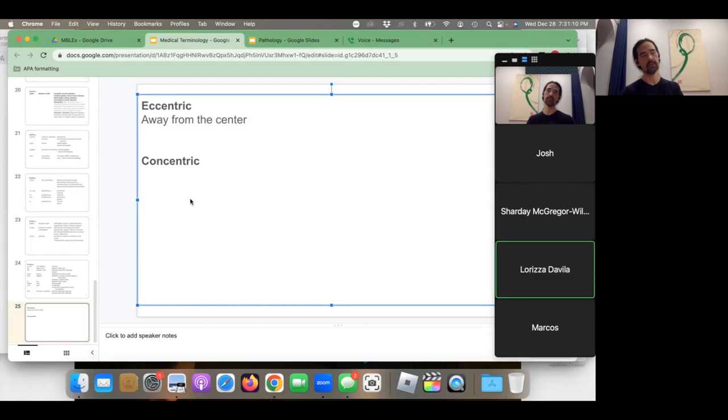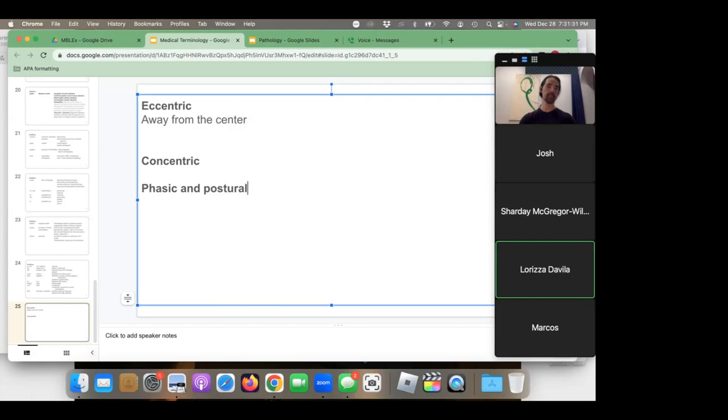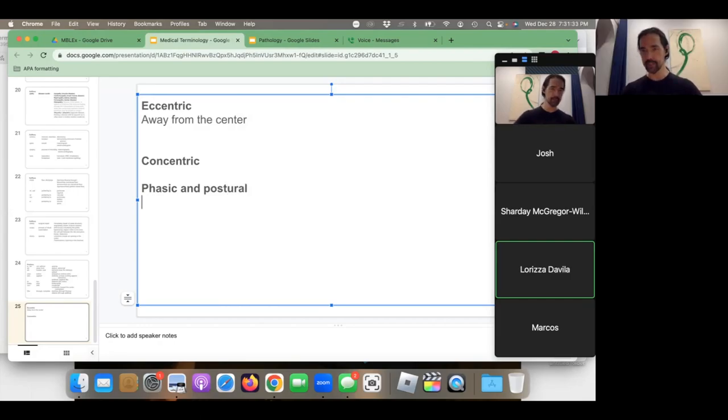Okay, so let's do some of the phasic muscles. What's the definition of a phasic muscle? A muscle that works against gravity or a muscle that doesn't work against gravity? Can you repeat that question? I'm sorry. Yes. What's the definition of a phasic muscle? Is it a muscle that works against gravity or a muscle that doesn't work against gravity?